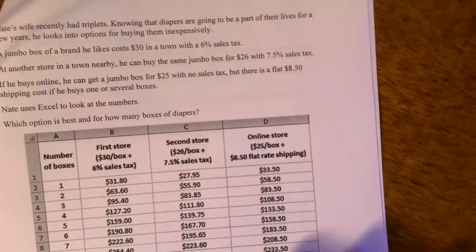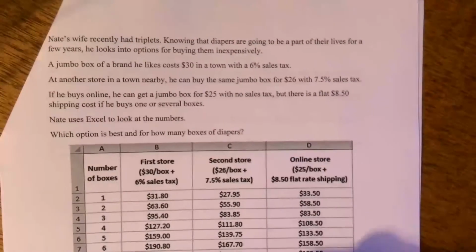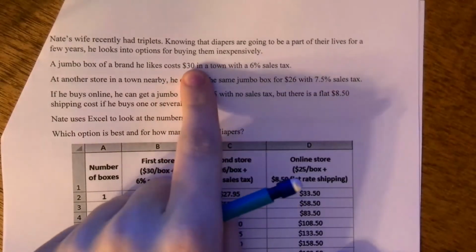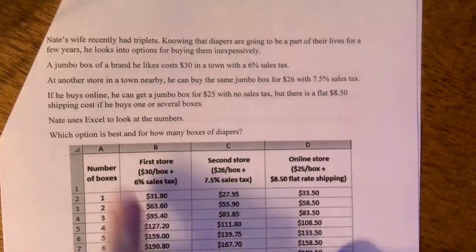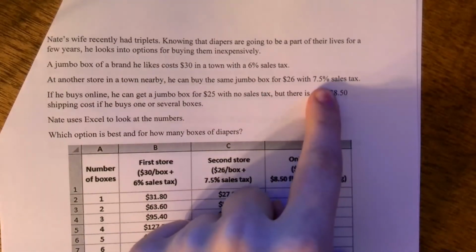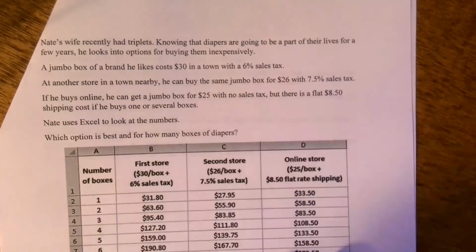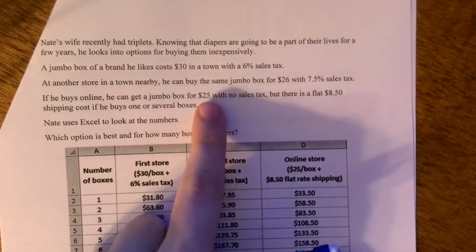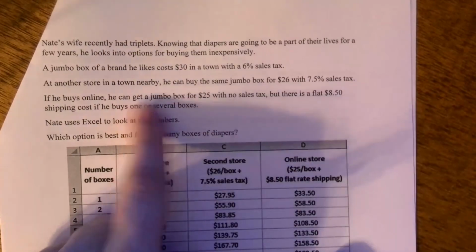So the next one says, Nate's wife recently had triplets. Knowing that diapers are going to be a part of their lives for a few years, he looks into options for buying them inexpensively. So the first one says, a jumbo box of a brand that he likes costs $30 in town with a 6% sales tax. So that's this column right here, column B. Okay. At another store, he can buy the same jumbo box for $26 with a 7.5% sales tax. So it's a lower cost before, but there's an increased sales tax, right, because it's in another town. And then lastly, if he buys online, he can get a jumbo box for $25 with no sales tax, but there's a flat $8.50 shipping cost if he buys one or several boxes.